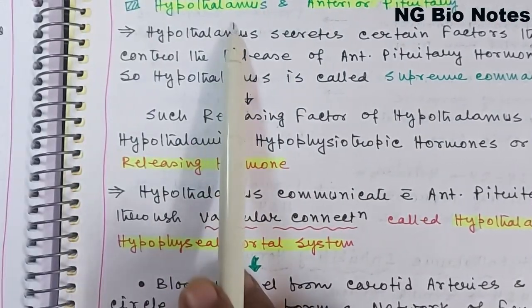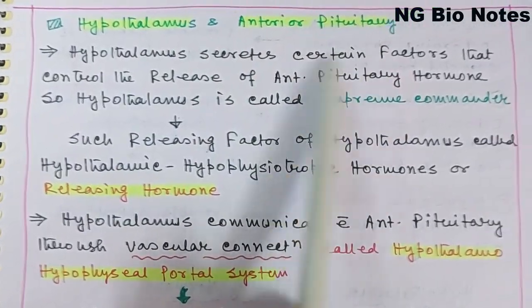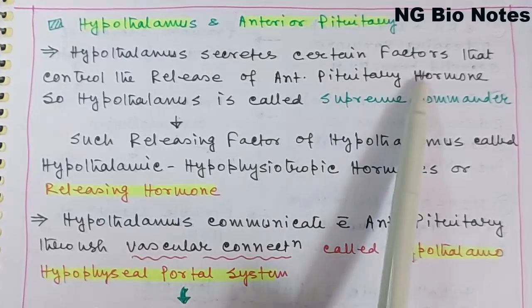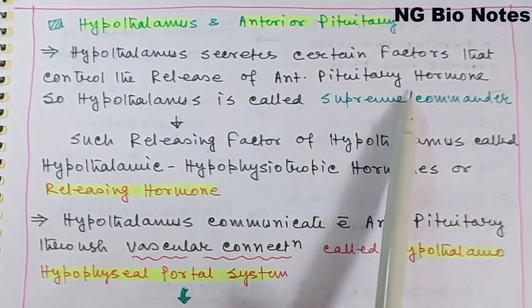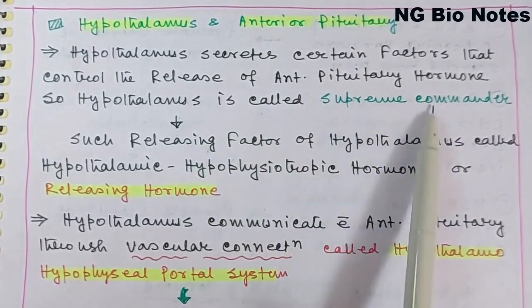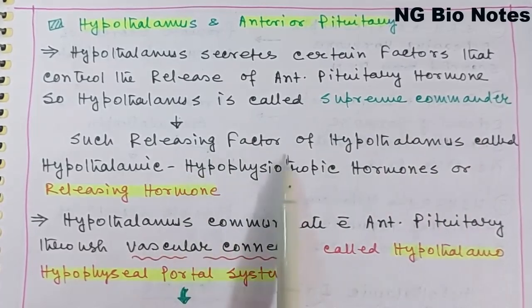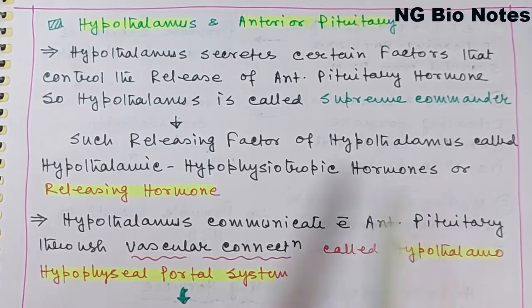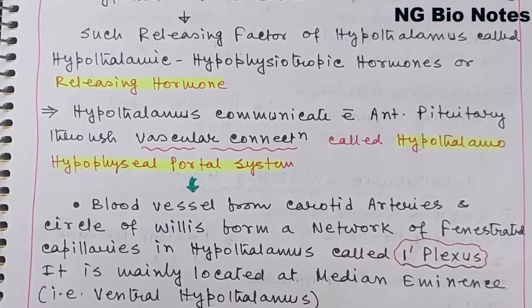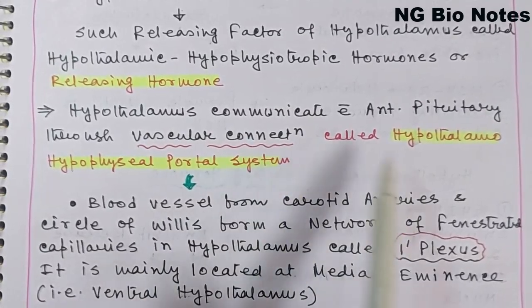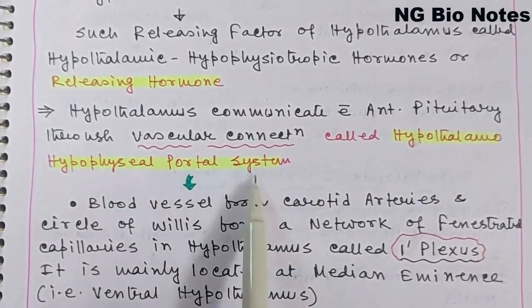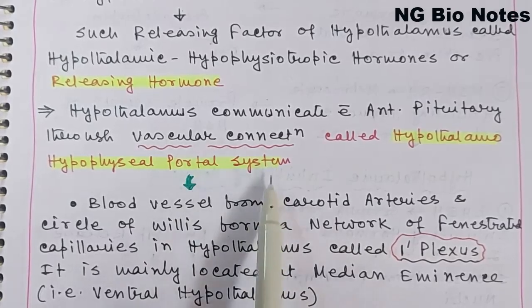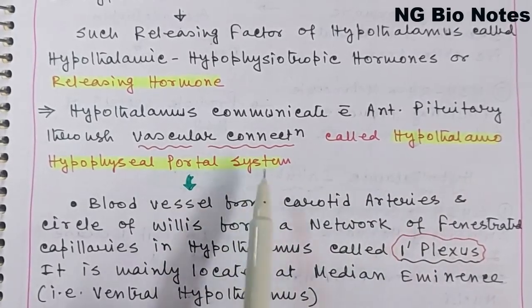We have studied the hypothalamus and pituitary relationship. So the hypothalamus secretes certain factors that control the release of anterior pituitary hormones. The hypothalamus is called the supreme commander, and such releasing factors of the hypothalamus are called hypothalamic hypophysiotropic hormones, also known as releasing hormones. The hypothalamus is connected with the anterior pituitary through a vascular connection, called the hypothalamo-hypophyseal portal system.